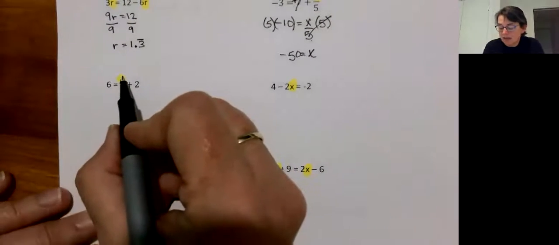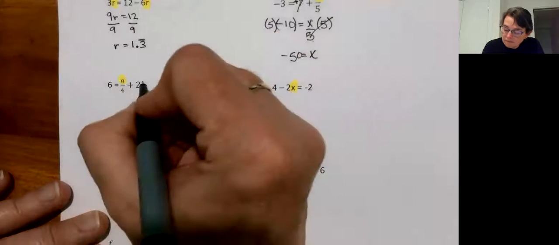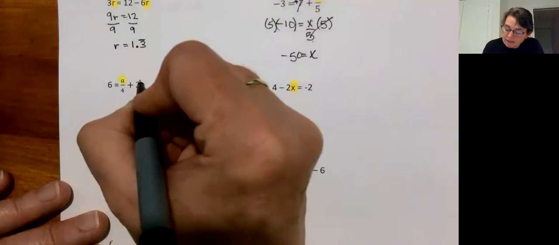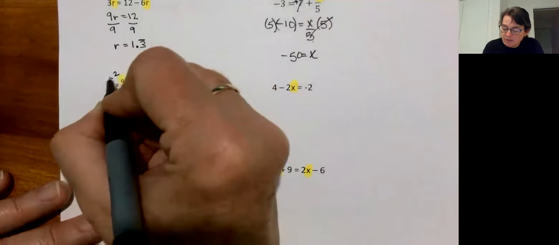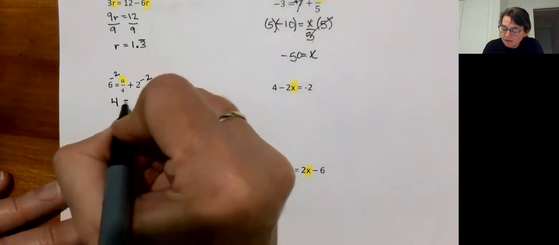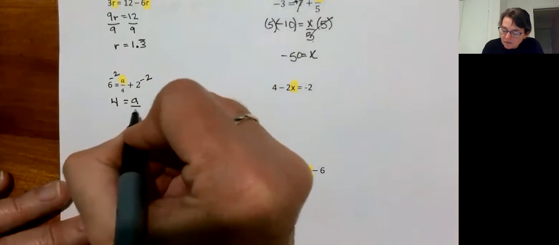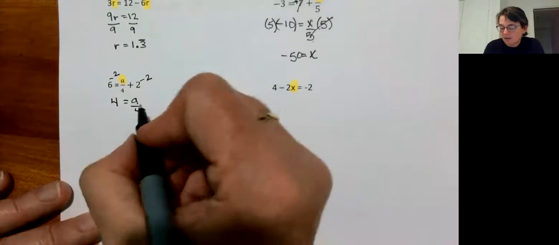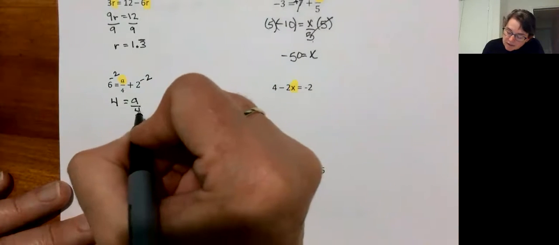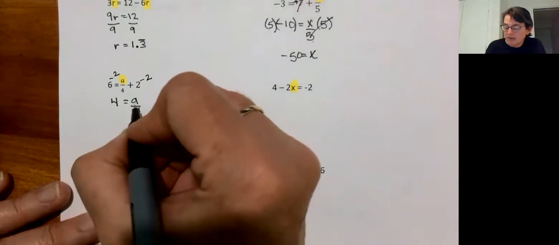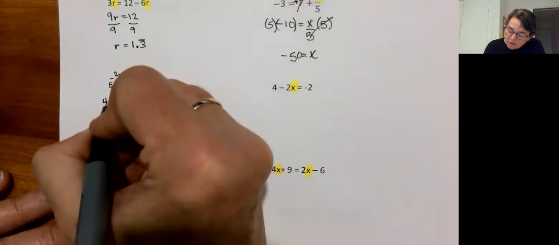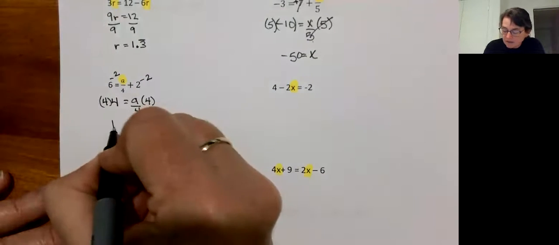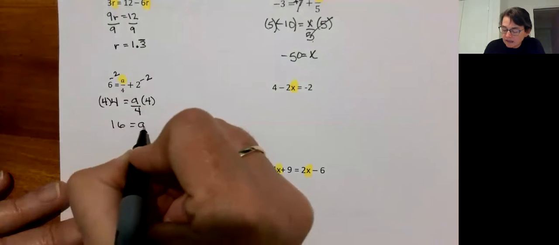6 is equal to a over 4 plus 2. All right, I need to move my 2 over to go with my 6. So minus 2, minus 2. So 6 minus 2 is 4, is equal to a over 4. And now I need to get rid of this 4 on the bottom. So this is a divided by 4. So we're going to multiply through by 4 here, multiply through by 4 here. So 16 is equal to a.